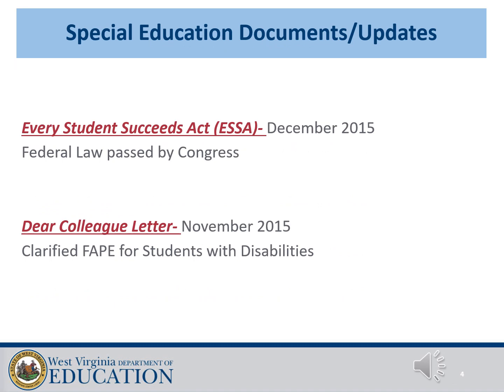Okay, as I mentioned, the Every Student Succeeds Act, or ESSA as it's better known, this is a federal law that was passed by Congress in 2015. And ESSA has made some pretty significant changes for students with significant cognitive disabilities around our alternate assessment and around alternate instruction for students with significant cognitive disabilities.